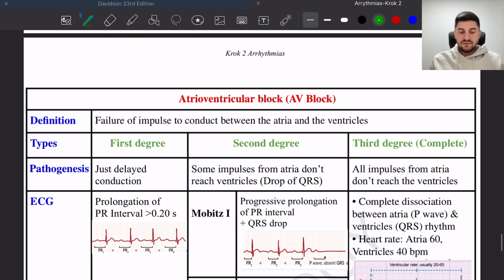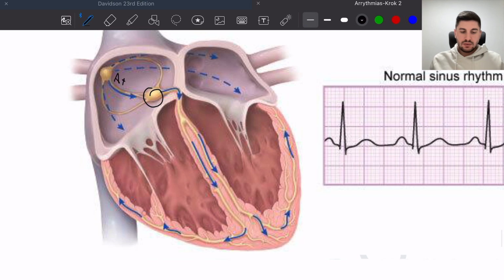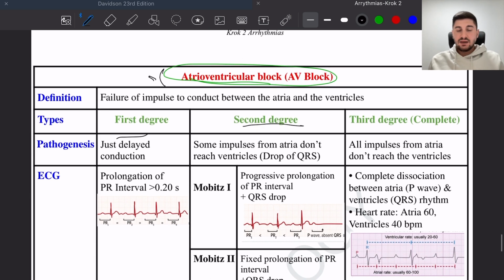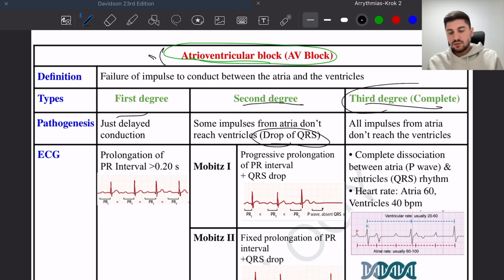The last arrhythmia we will have here is atrioventricular block. It's a block in the atrioventricular node. The atrioventricular node delays the impulse going from the atria to the ventricle. Sometimes the AV node delays the impulse and sometimes doesn't even deliver it. This is what we call atrioventricular block. If it's just a small delay, then it's first degree. If it's a delay with sometimes not delivering the impulse at all, so we'll have a drop of the QRS complexes, then we have second degree. If it's complete block, meaning the atrioventricular node does not deliver any impulses from the atria to the ventricles, then we call it third degree or complete block.